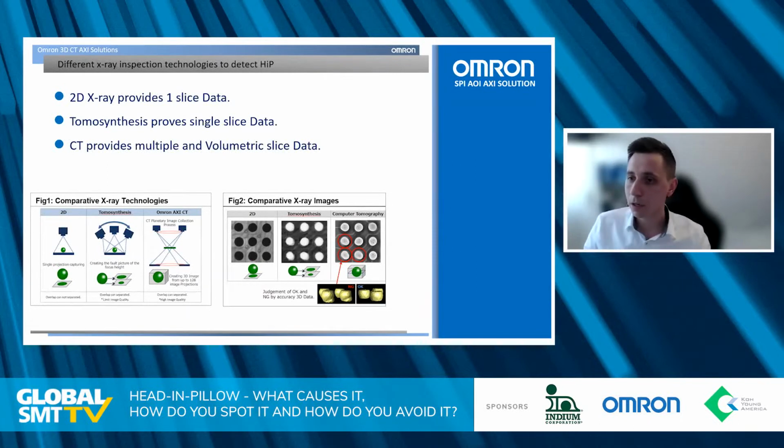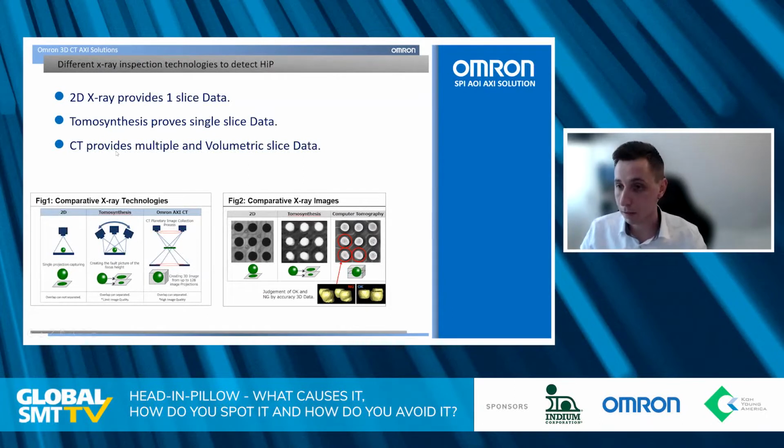Okay, so basically here, just a very quick comparison between the different X-ray technologies, popular technologies that you can use for inspection. On the left side, you can see very traditional 2D inspection. Here you're just taking one simple shot from the top. This inspection is maybe quick, but its capability is very limited. For simple defects inspection it might be okay. If you are talking about the head and pillow, this is for sure not enough.